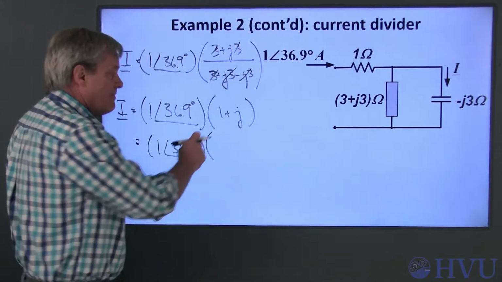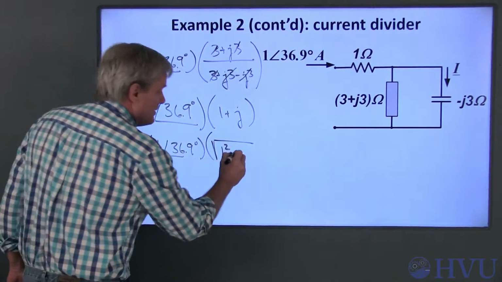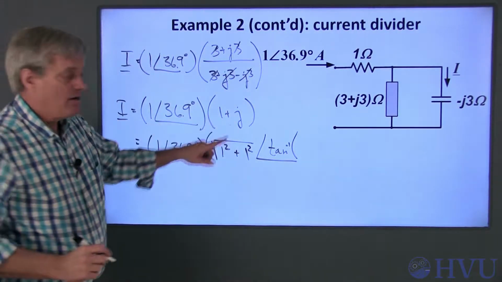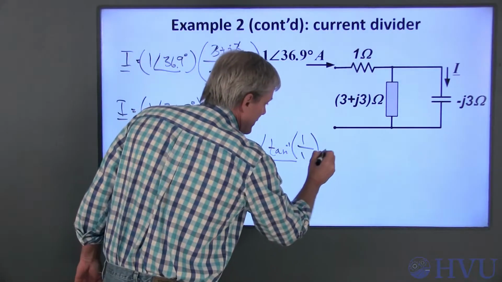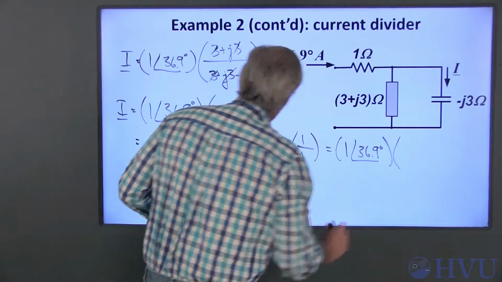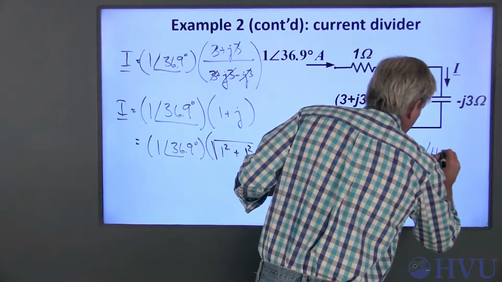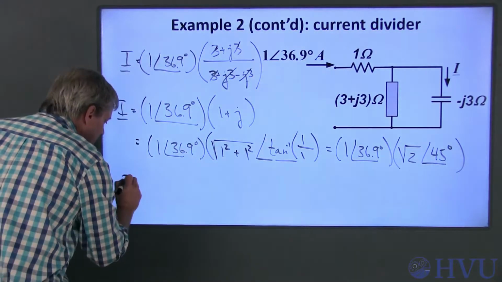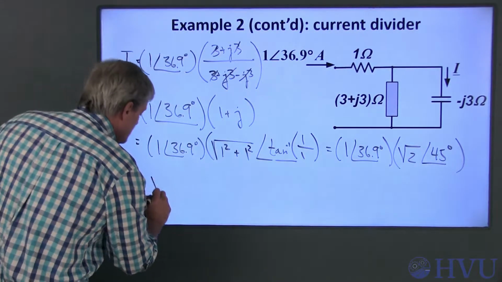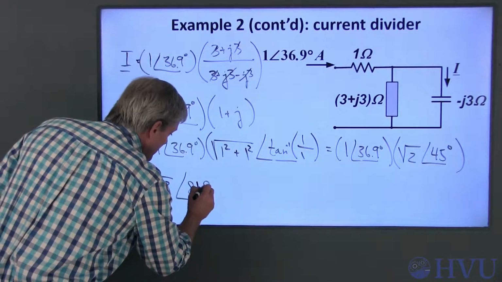Converting this to polar coordinates, the magnitude is the square root of the squares of the real part and the imaginary part. The real part is 1, and the imaginary part is also 1. The phase angle is the inverse tangent of the imaginary part, which is 1, over the real part, which is also 1. So this becomes 1 at an angle of 36.9 degrees times the square root of 2 at an angle of 45 degrees. When I multiply phasors in polar form, I multiply the magnitudes. 1 times the square root of 2 is the square root of 2, and I add the phase angles. 36.9 plus 45 is 81.9 degrees.